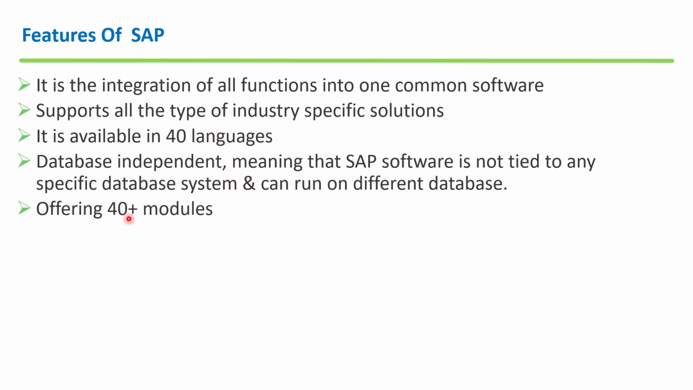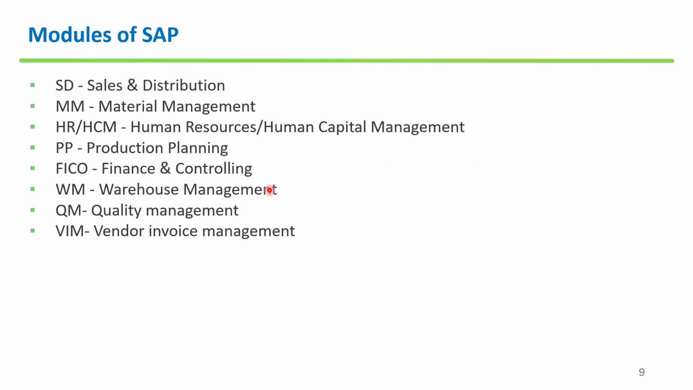I told you it is offering 40 plus modules, right? Modules are nothing but, in SAP terms, departments. Generally we say departments, right? That word they have used as a module in SAP. So we have 40 plus modules. I have listed a few here, like sales and distribution, which is called SD, material management, MM, human resources, HR, human capital management, production planning, FICO, vendor management. Depending on the requirement, a business can choose which module they want to buy, like SD module, MM module, or FICO.